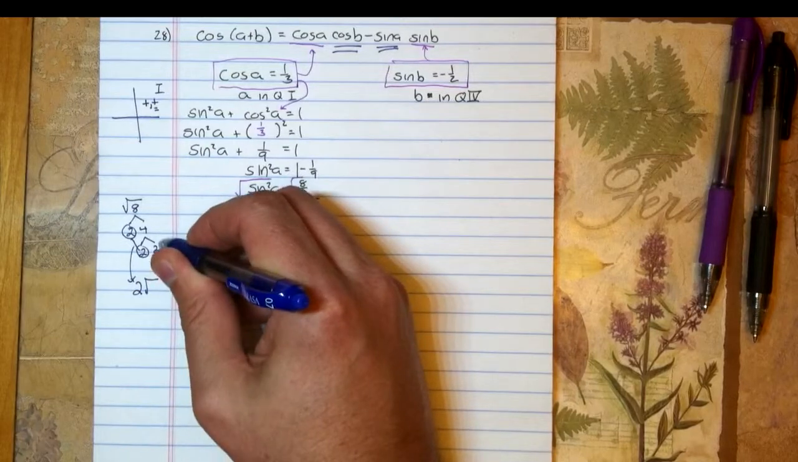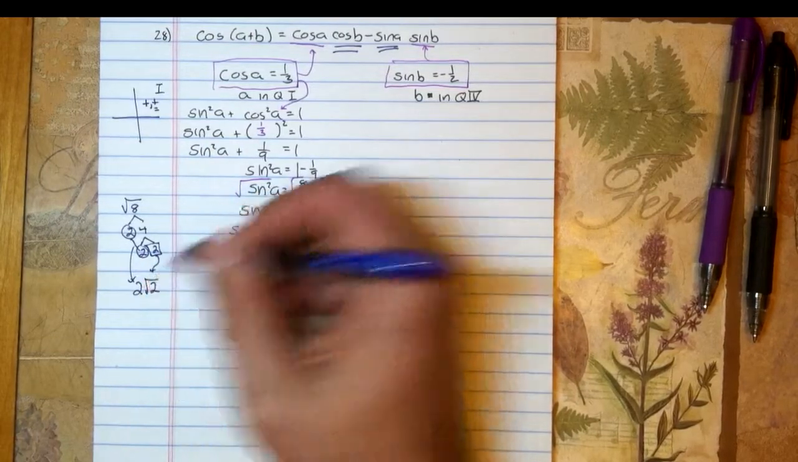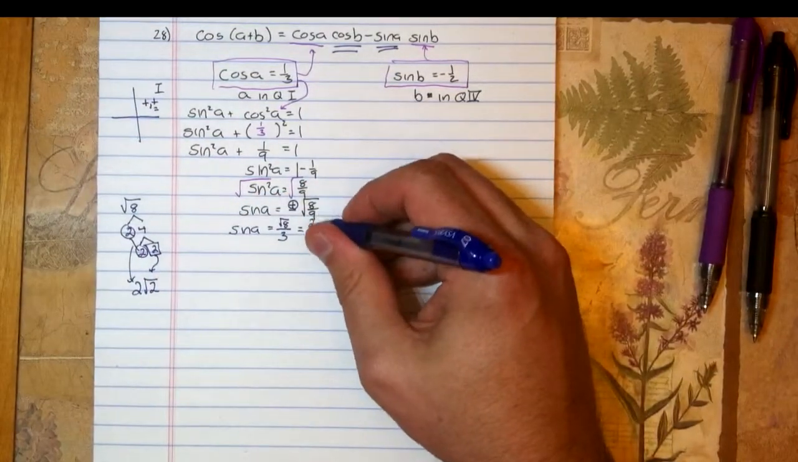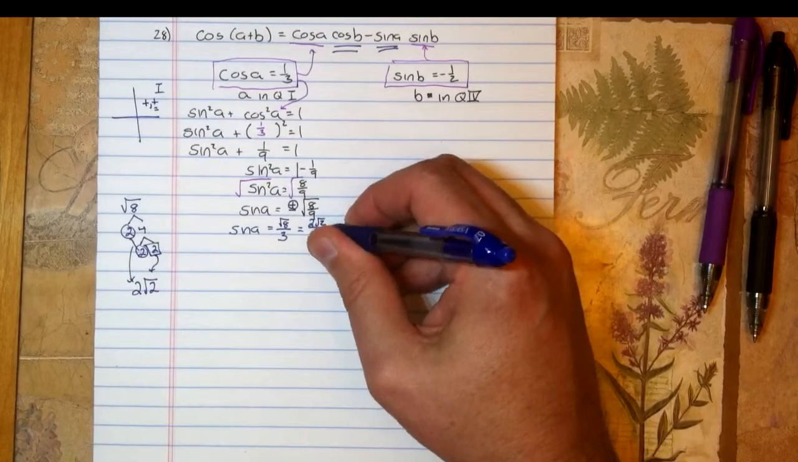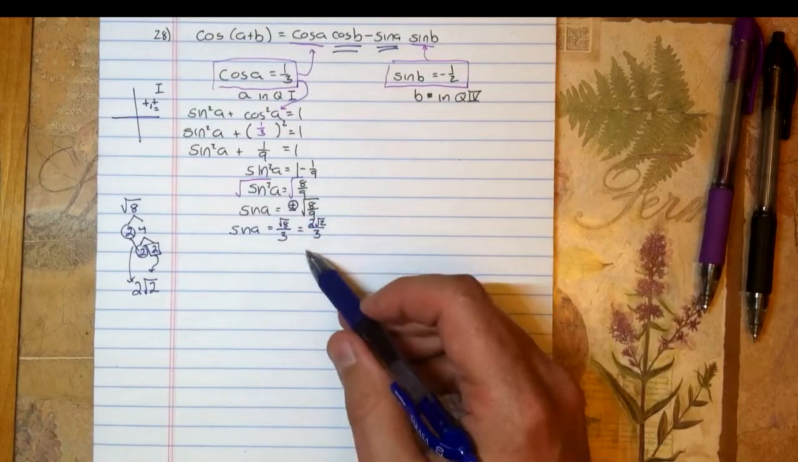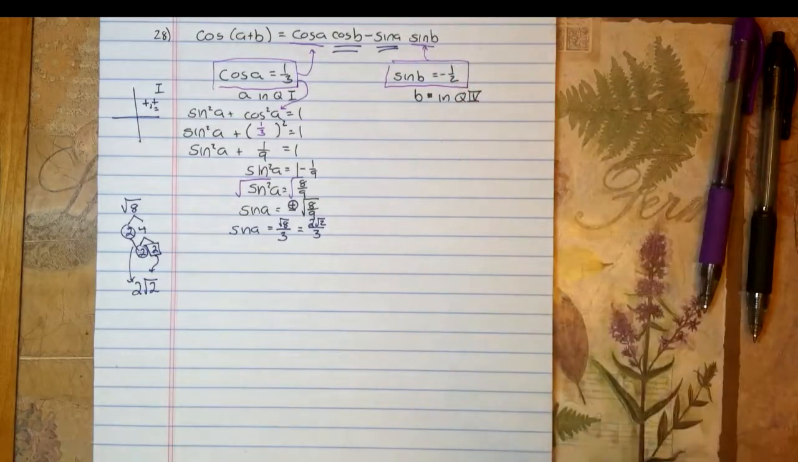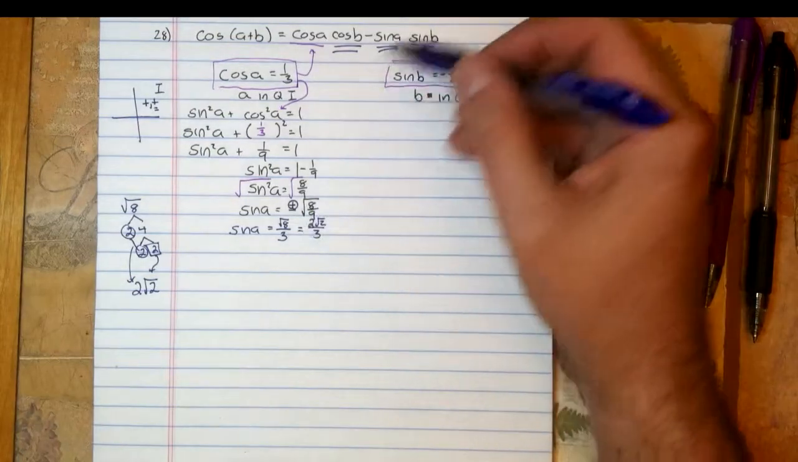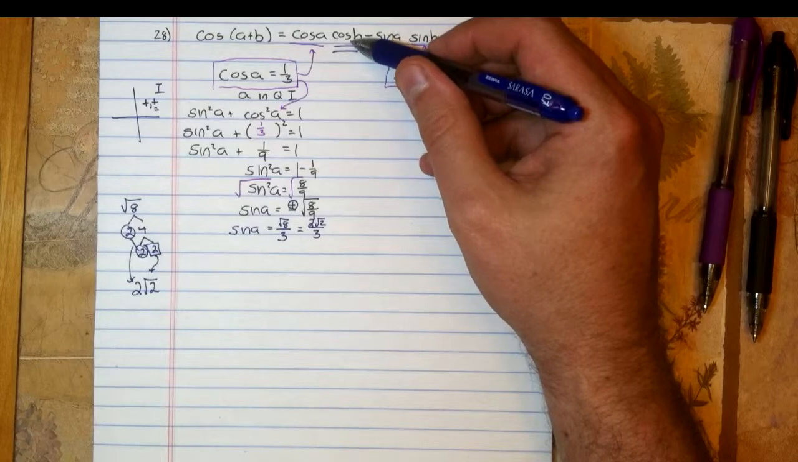And if I have a singleton, he goes inside. So it's 2 square root 2, so I have 2 square root 2 over 3. And now I have found sine of A, a piece of information that I can plug in to here. So I've found this one. Now I need to also find this one, cosine of B.